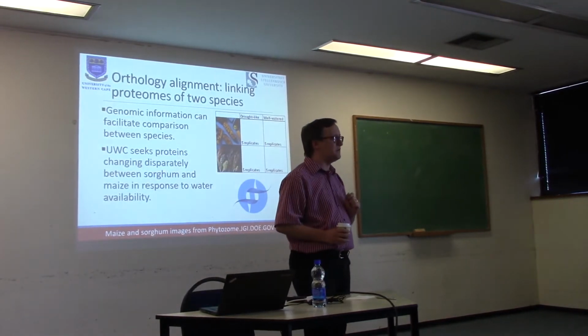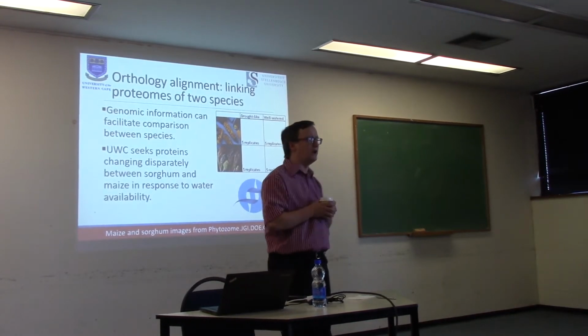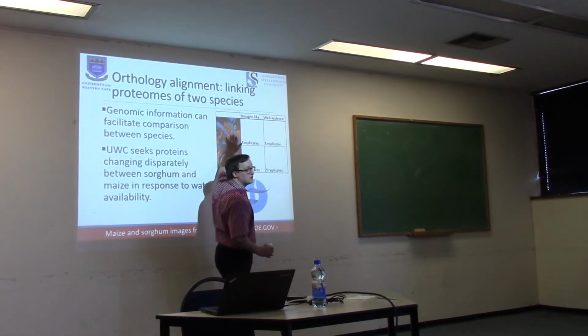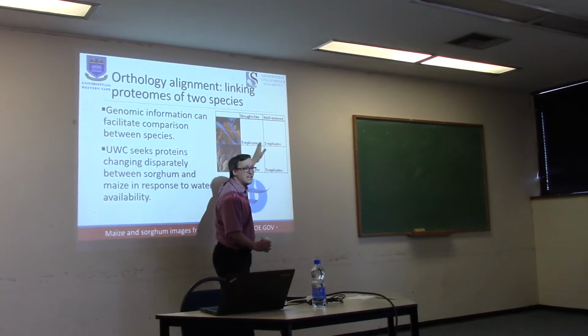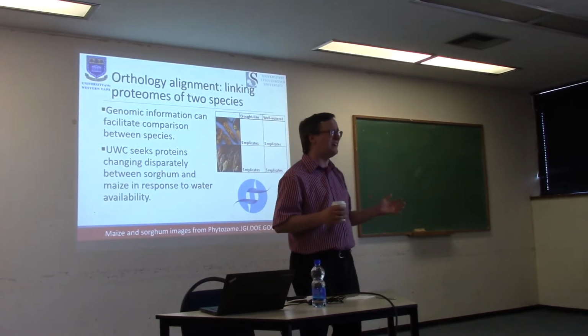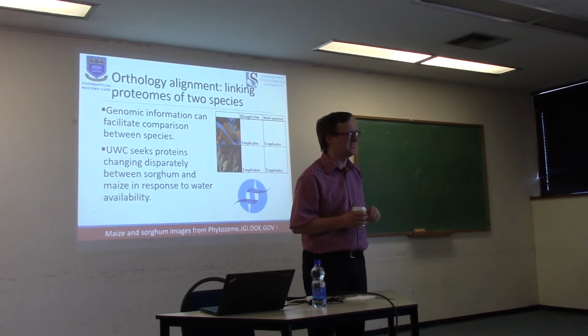We're working with sequence databases from Phytosome, which is a big database made available to us from the Department of Energy over in the States. The University of Western Cape was interested in evaluating the performance of the proteins from these two organisms in well-watered conditions and in drought-like conditions. Because as it turns out, sorghum is pretty good at dealing with water crises, but maize, not so much.